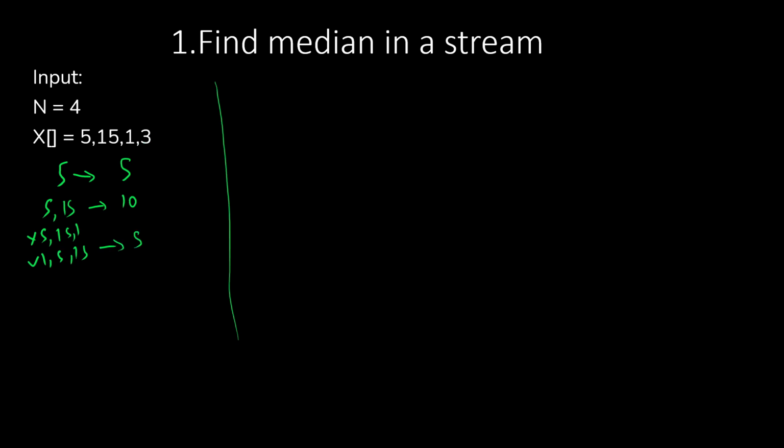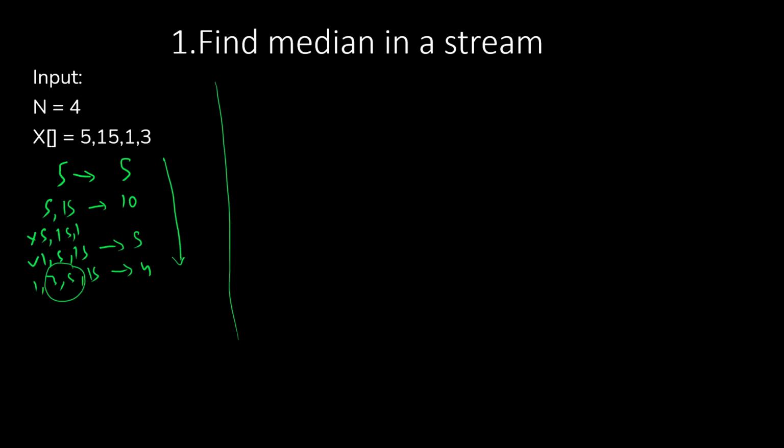Now 3 will be joining us. Again, we have to sort it. After sorting, 1, 3, 5, 15 will be there. Now there is no single middle element value in this. So whenever the middle element value doesn't exist, we take the average of the two middle elements. 3 plus 5 is 8, and 8 by 2 will be 4. So 5, 10, 5, 4 will be our medians for the stream of elements. Now this is for understanding. I hope you understood how we can take the median in theory.